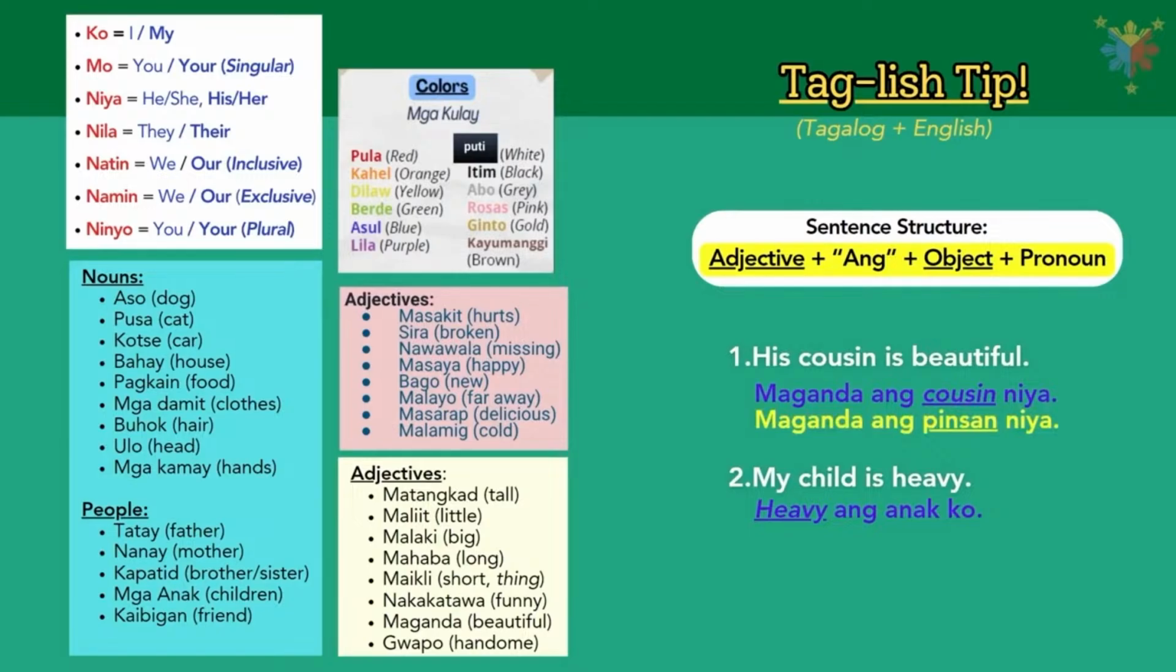And this is gender neutral as well. Maganda ang pinsan niya. Or mabigat ang anak ko. Mabigat means heavy. So if you don't know a word in Tagalog, don't be discouraged. I do want you to try and use Tagalog as much as you can, even if that means having to sneak in some English here and there. And then hopefully someone will just correct you and say, oh, cousin in Tagalog is pinsan. So then you can just start saying pinsan in your sentences.